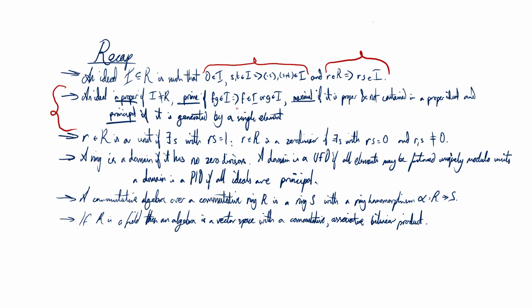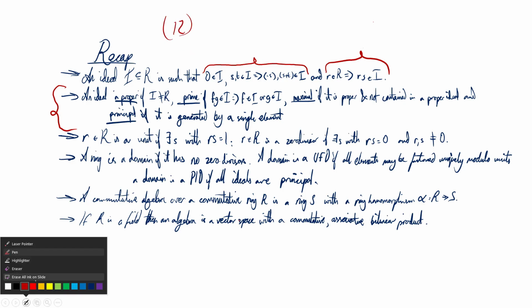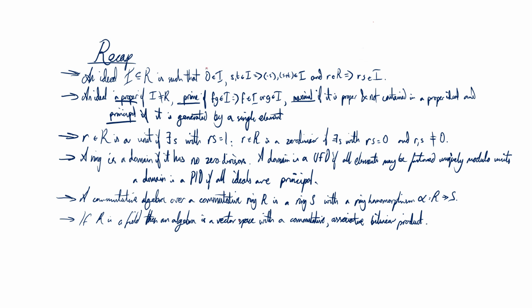It's prime if you can't factor your way out of the ideal. So you can factor your way out of the ideal generated by 12, which I discussed last time, but not out of the ideal generated by 2. And it is maximal if it is proper, but no other proper ideal contains it. It just so happens that 2 is both a prime ideal and a maximal ideal. And a local ring is a ring with one maximal ideal, but we'll discuss that when we discuss localization.